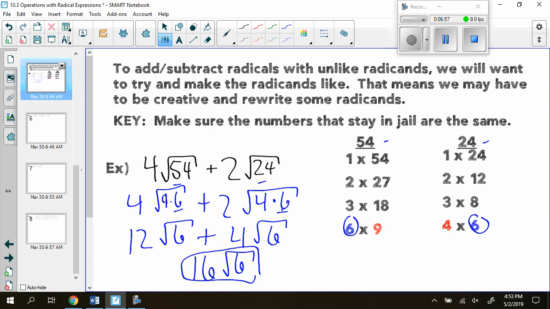So again, emphasize making the number that stays inside the radicand be the same thing. So you should have the one that matches. In this case, it was 6 for us. The other factor needs to be a perfect square, like 9, like 4.